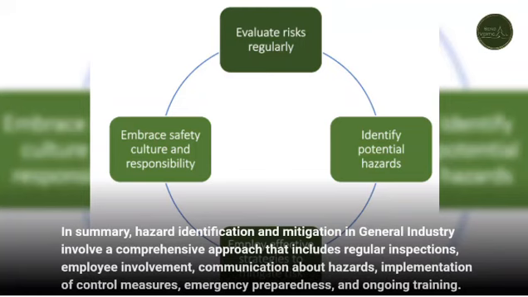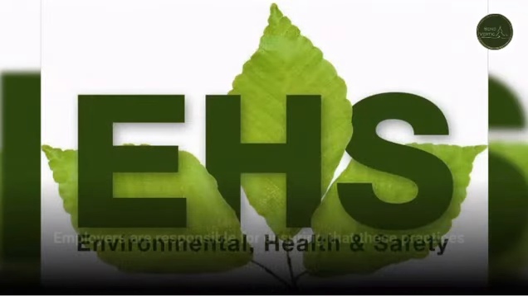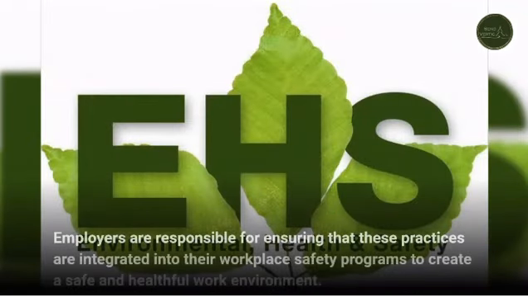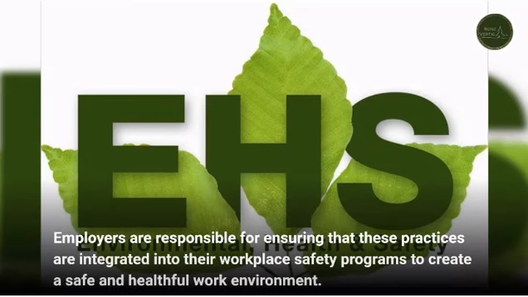In summary, hazard identification and mitigation in general industry involve a comprehensive approach that includes regular inspections, employee involvement, communication about hazards, implementation of control measures, emergency preparedness, and ongoing training. Employers are responsible for ensuring that these practices are integrated into their workplace safety programs to create a safe and healthful work environment.